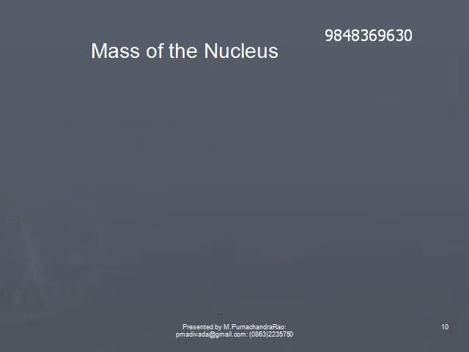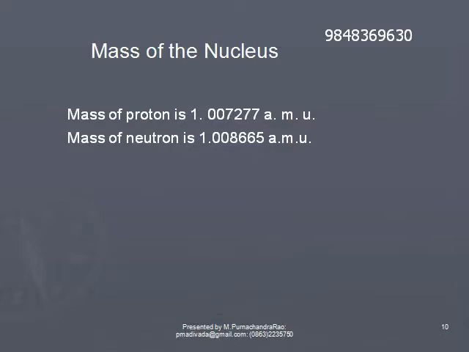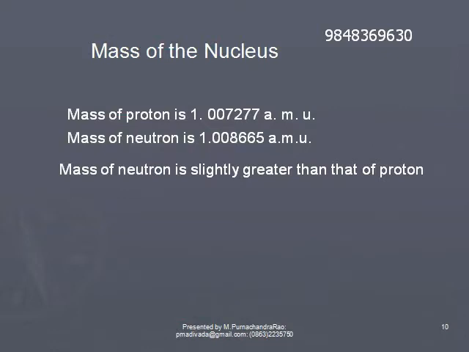The mass of a proton is 1.007277 atomic mass units, and that of a neutron is 1.008665 atomic mass units. So the mass of a neutron is slightly greater than the mass of a proton. A proton is 1846 times heavier than an electron.